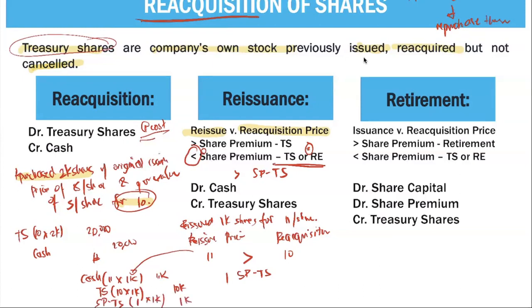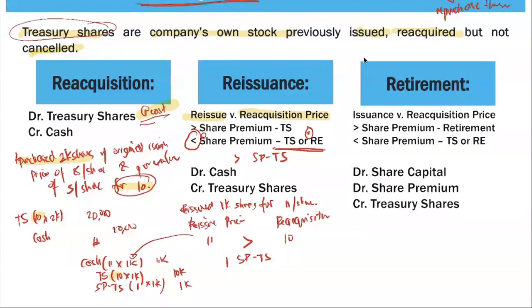So 1,000 yan. Okay, take note, treasury shares are recorded at cost. So the cost is 10, the cost is 10. Clear? Okay. So the difference, if the reissue price is greater than the reacquisition price, we place them on your share premium TS. What if lesser?